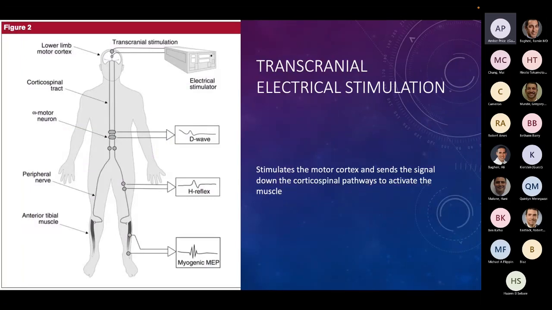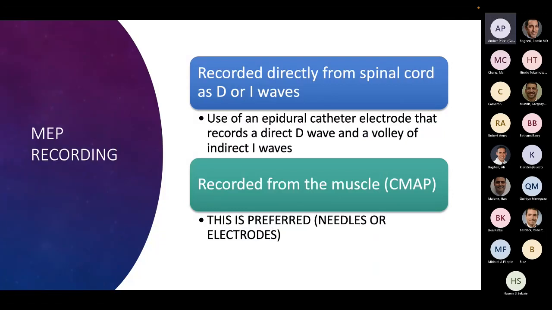So this is an example of what MEP monitoring looks like intraoperatively. You can monitor the MEPs at different points, and those will correspond to different waves. If you're monitoring within the spinal cord itself, within the corticospinal tract and the alpha motor neuron, that is the D wave. If it's a peripheral nerve, it's the H reflex. And if you're monitoring at the level of the muscle, it's called a myogenic MEP. So what we're typically getting are the CMAPs, or the recordings from the muscles, but there is the ability to record directly from the spinal cord. It's an epidural catheter that you can use, and this will produce the D or I waves that are more of a direct stimulation.